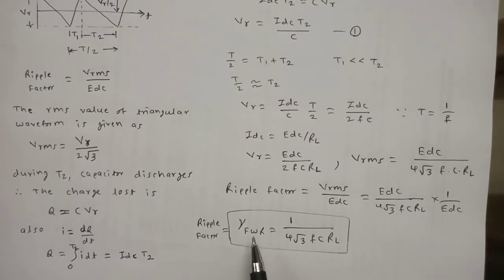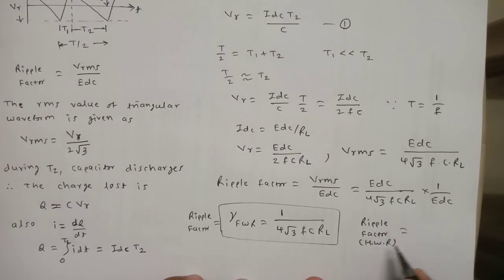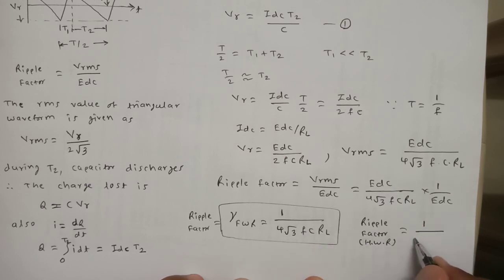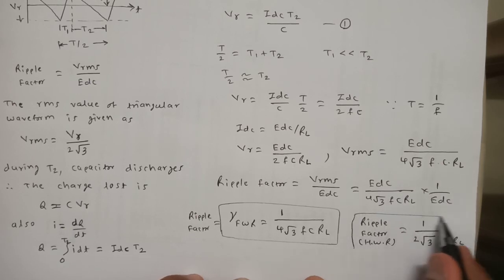This is the expression for the ripple factor in the case of a full wave rectifier. Similarly, we can go for the ripple factor in a half wave rectifier, and as we know, they are correlated. In the case of a half wave rectifier the ripple factor is more, so if this term is multiplied by 2, we get the ripple factor of the half wave rectifier. After solving completely, I get 1 divided by under root 3 F into C into RL. That is the expression for the ripple factor in the case of a half wave rectifier.